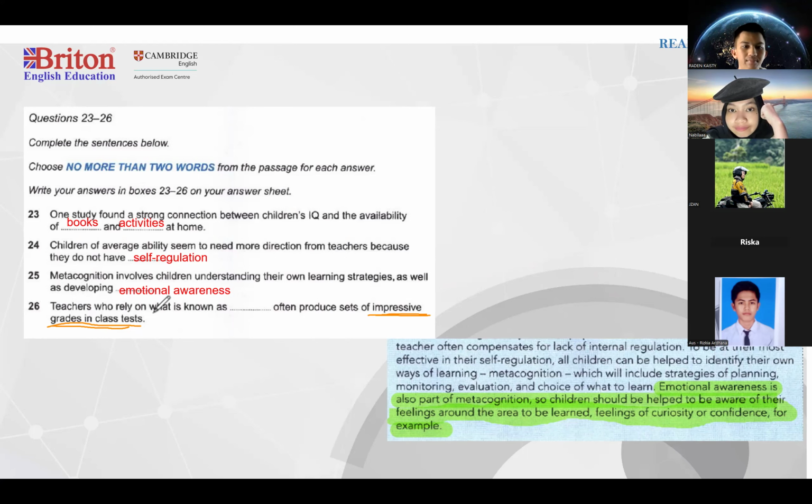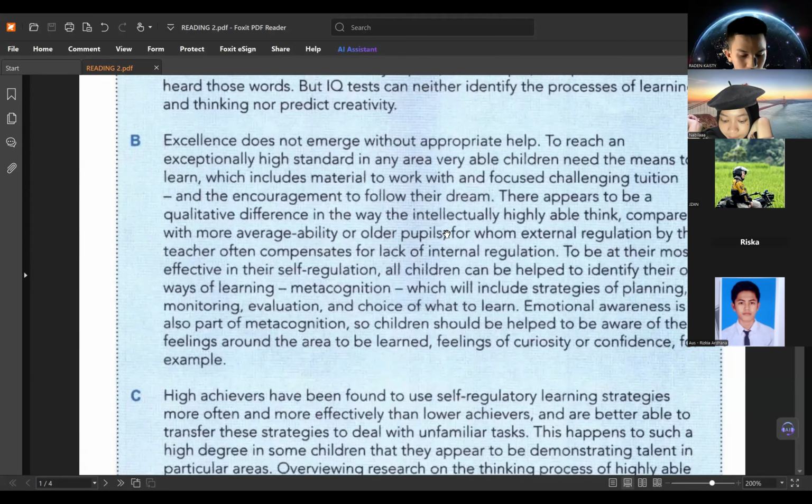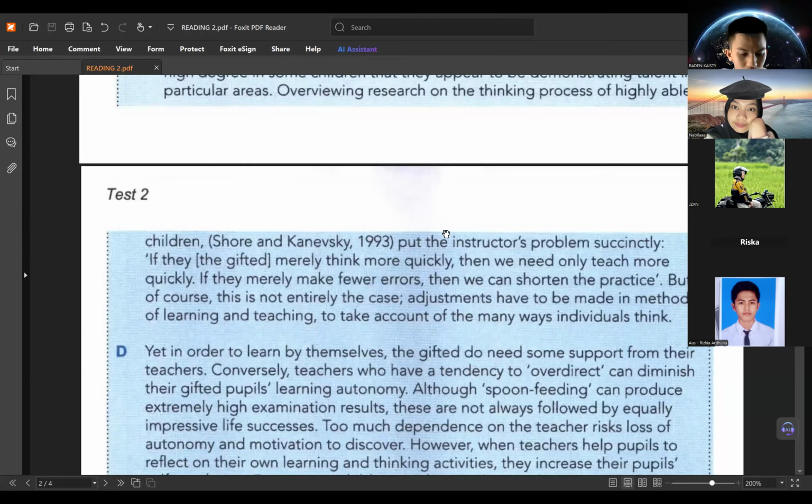Guru-guru yang rely on means bergantung. Guru-guru yang bergantung pada sesuatu yang disebut bla bla bla seringkali menghasilkan hasil tes yang sangat mengesankan. So, bergantung pada apa? These teachers. Now, let's find impressive grades in tests. Where do you find impressive grades? In paragraph D. Paragraph D, let's check paragraph D.